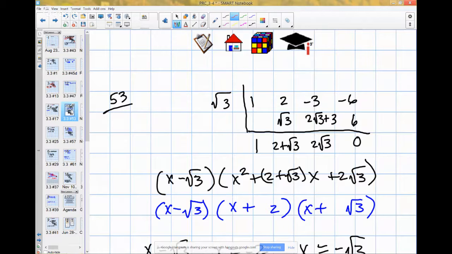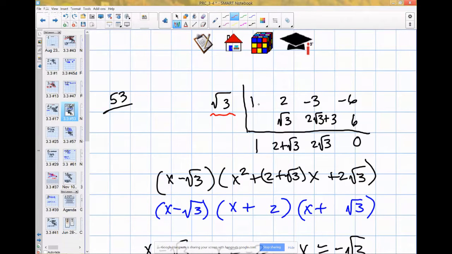So on number 53, what is x? Square root of 3. So you notice that's out here. What are the coefficients of the polynomial we're dividing into? 1x cubed plus 2x squared minus 3x minus 6. Okay, so the only thing that's a little different here is we've got a root. Well, you know what to do with it.